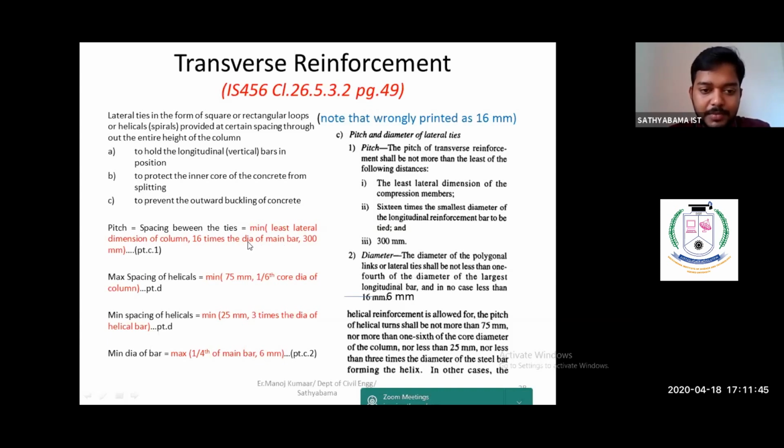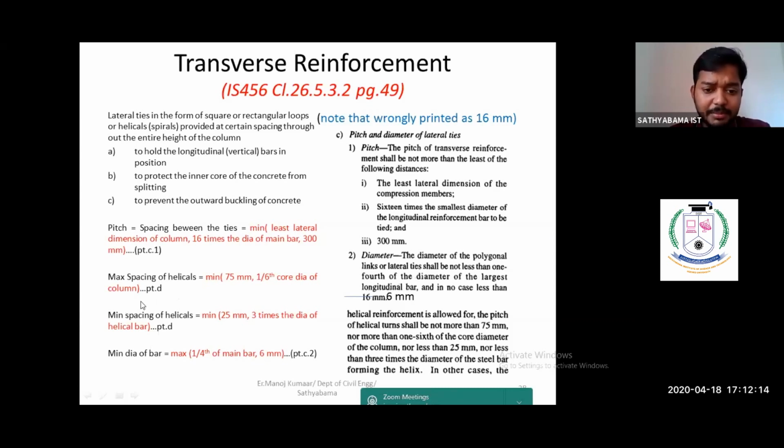If your main bar is 12 mm, the value is 16 into 12, and the third one is the fixed value 300 mm. Next, maximum spacing of helicals. Helicals means a single bar is wound from top to bottom like a spring spiral. So the spacing between each and every helical of that spiral should be the minimum of two values. One is 75 mm and the other one is 1/6 of the core diameter of the column.